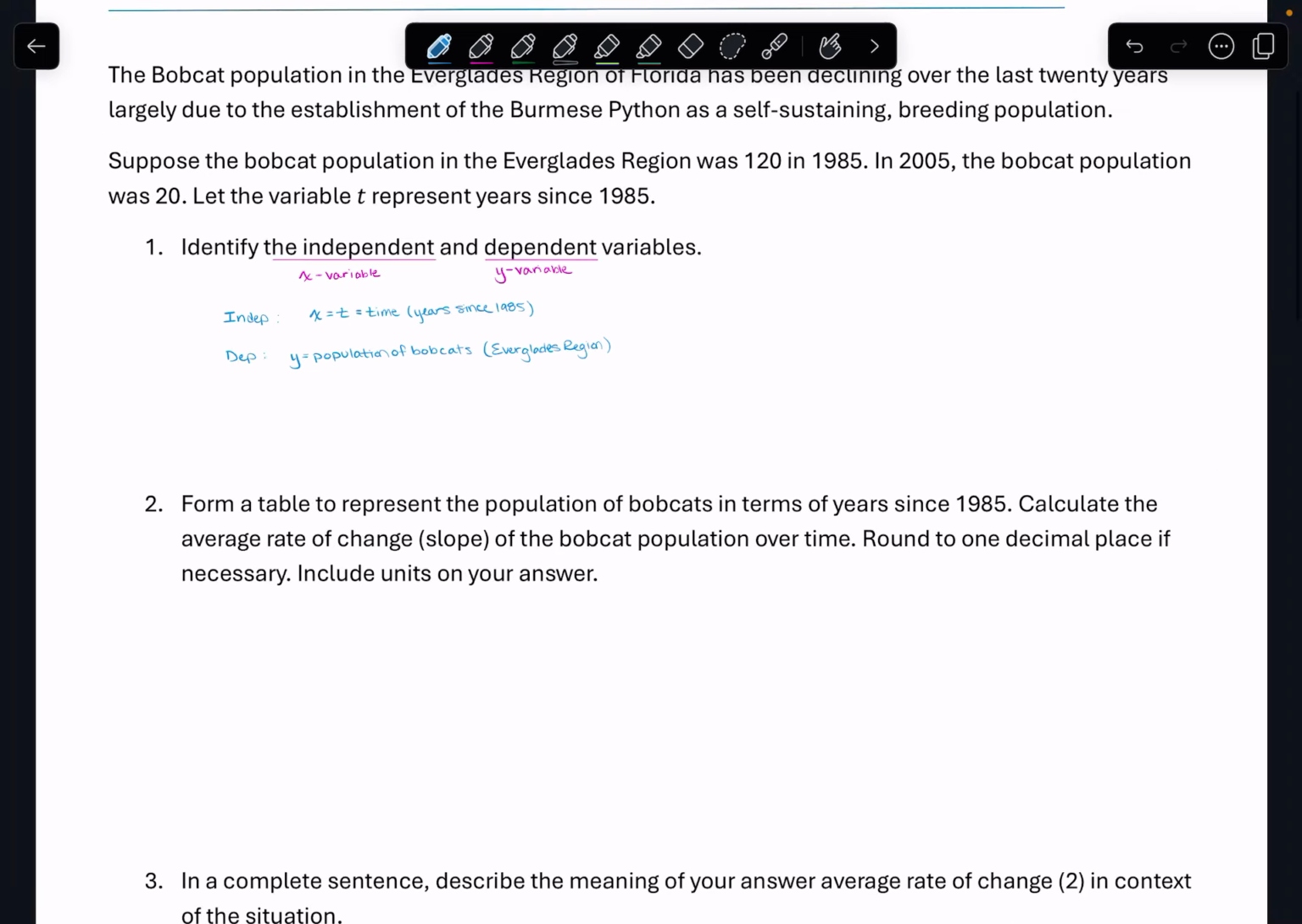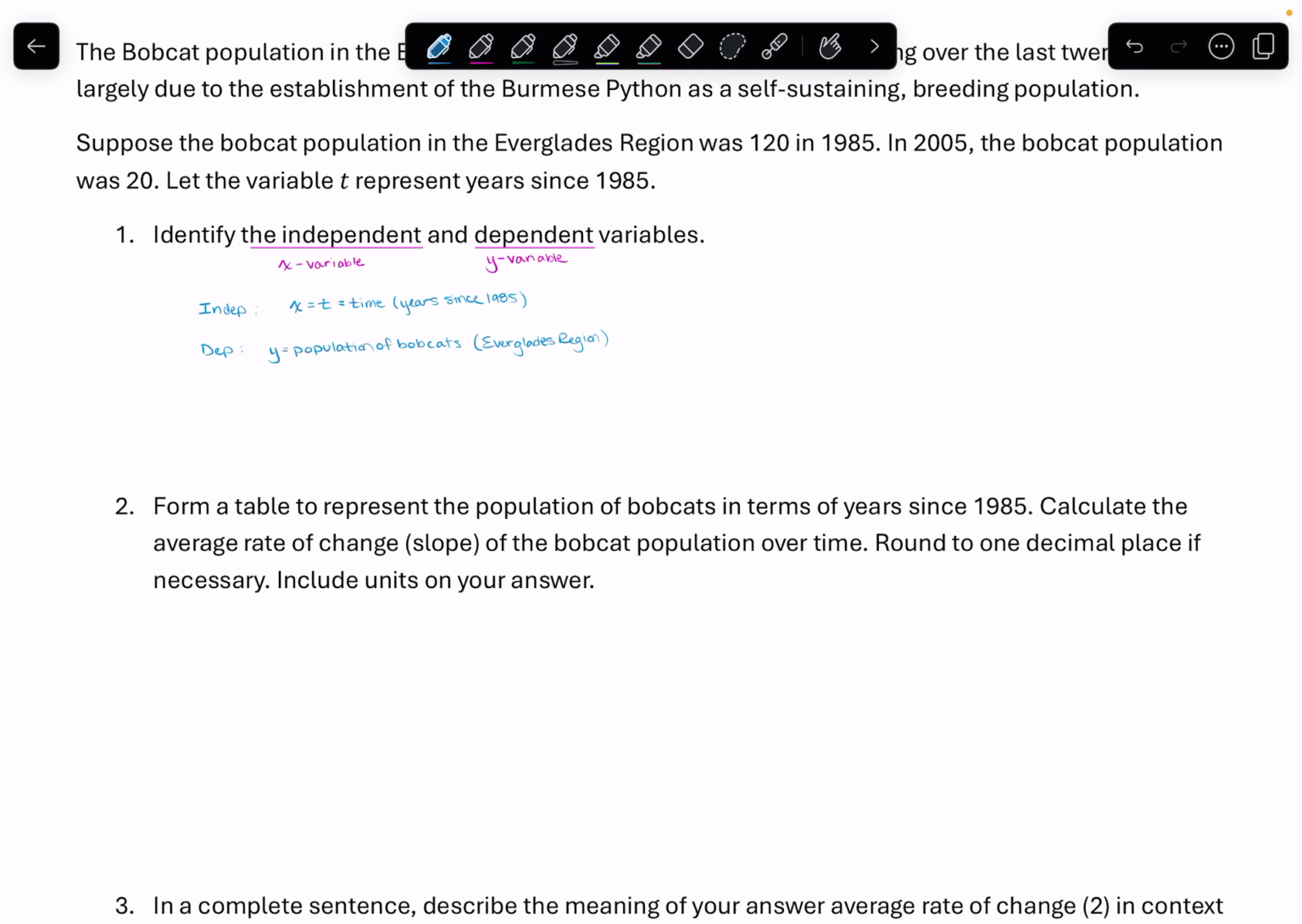All right, question 2: form a table to represent the population of bobcats in terms of years since 1985. Calculate the average rate of change, slope, of the bobcat population over time. Round to one decimal place if necessary. Include units on your answer. So we're asked to do quite a bit here.